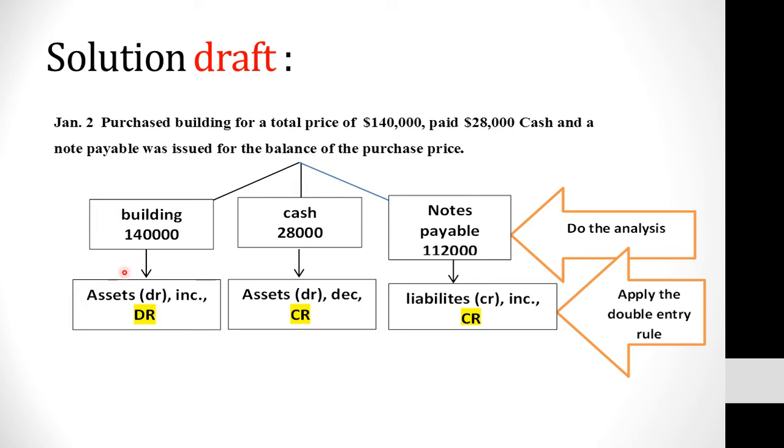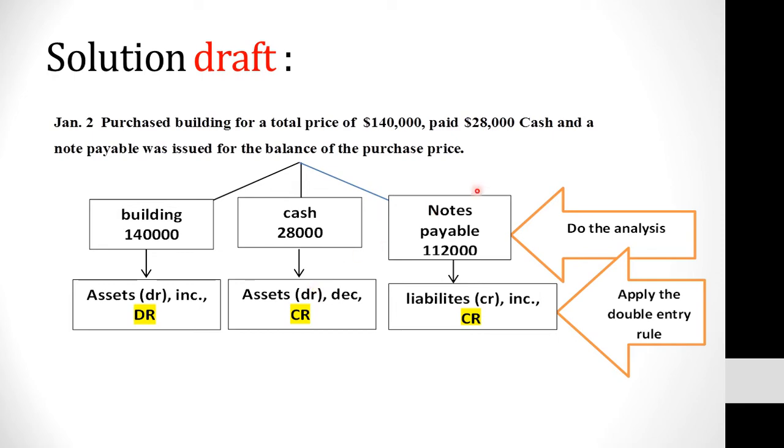Building. Building is an asset. It is normally debit, and it increased. Of course, when you purchase a building, you increase your buildings and increase your assets, right? So it's debit and it increased, so it's going to stay in the debit side according to the rule we previously discussed. How about cash? Cash is also an asset. It is normally debit, but here it decreased because you paid 28,000, so your cash and your assets decreased by this. So you're going to place it in the credit. When a normally debit account decreases, you place it within the credit side.